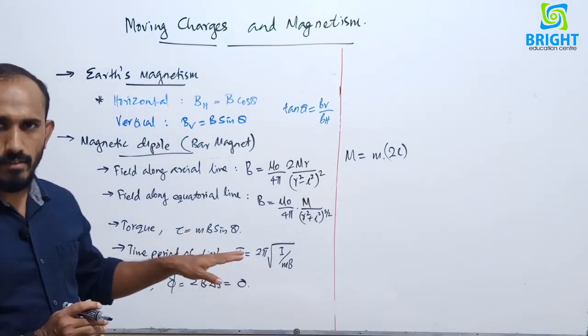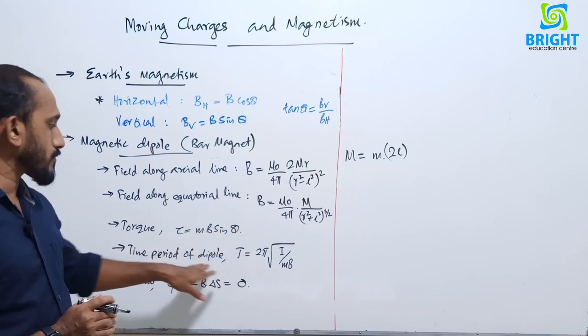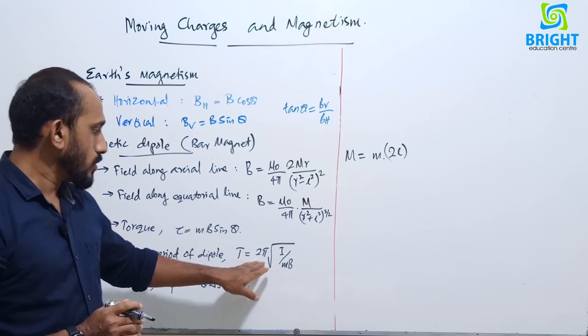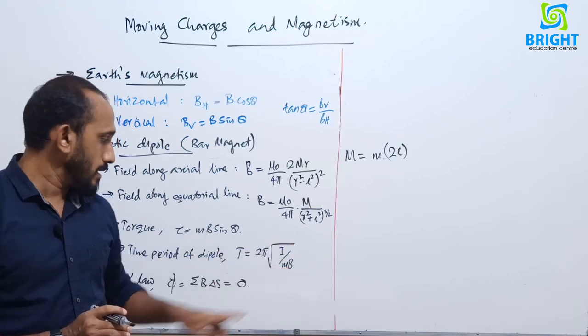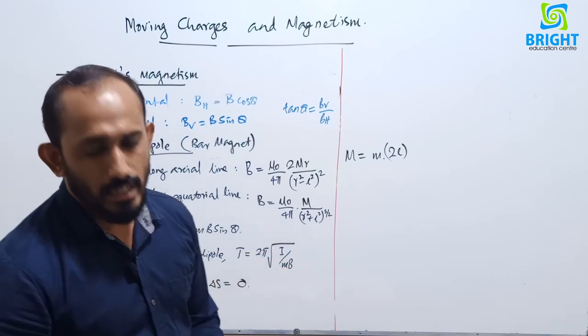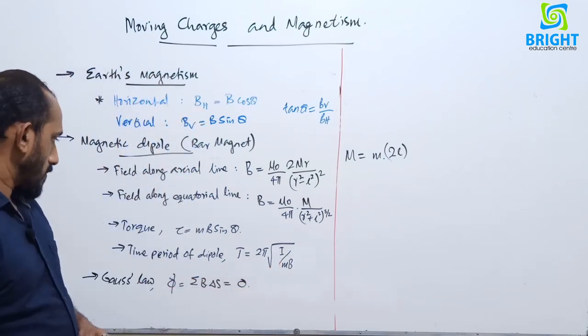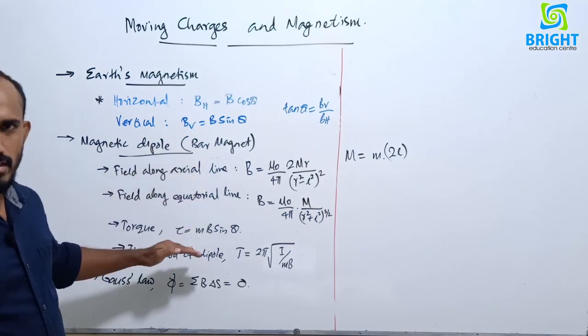And if you keep it in a magnetic field, and it oscillates simple harmonically, the time period of the dipole will be T is equal to 2 pi root I by mB. This I is the moment of inertia of the dipole. These are the four cases for a bar magnet.